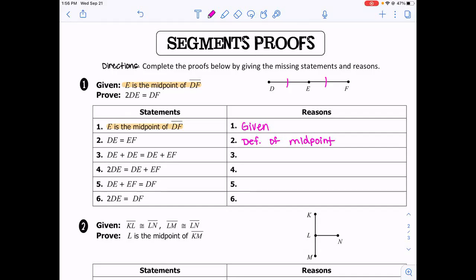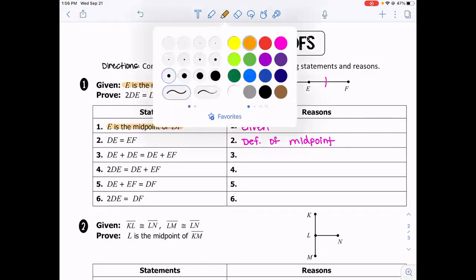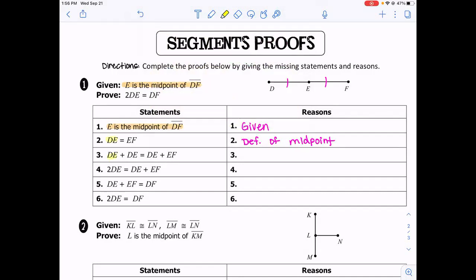Look at this. Here's DE and here's EF. What did we do to both sides? We added DE. Just the addition property: I added the same thing to both sides. Now, Ben, DE plus DE equals 2DE. This is when we say simplify.